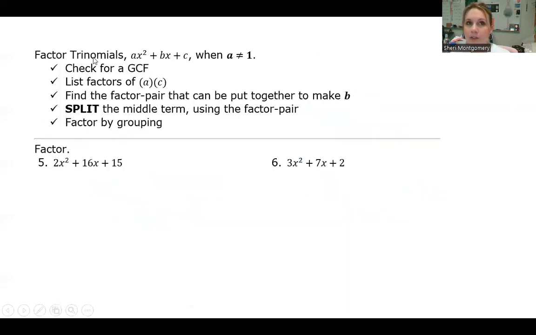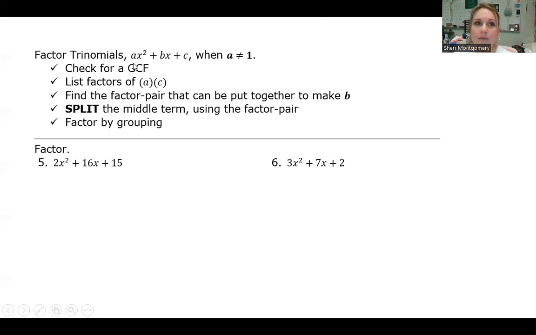So today we're going to factor trinomials when A is not equal to 1. So we will factor trinomials when A is not equal to 1. So when we look at these, what we'd been doing was A was equal to 1. So you did 1 times 15 and then you found the factors. Well, today it's different because A is not equal to 1 in either case. So you have to factor a little differently.